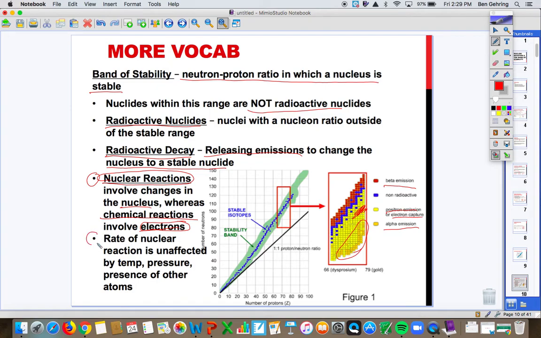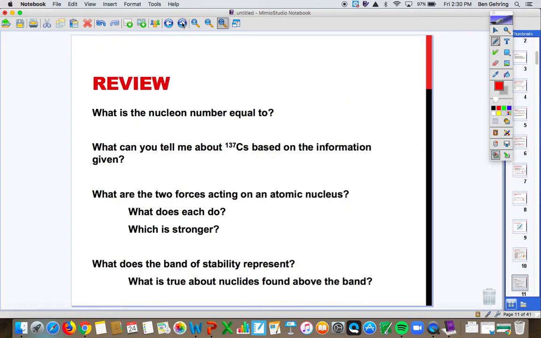An important part of nuclear chemistry is that the rate of your nuclear reaction is unaffected by temperature, pressure, or the presence of other atoms. So you can't really add a catalyst to these reactions. They just take place. Whether you cool them down or heat them up does not really matter. The reaction is going to take place in the same amount of time. Same with pressure. You increase or decrease the pressure, it's not going to change your nuclear reaction. All of that's going to remain constant.